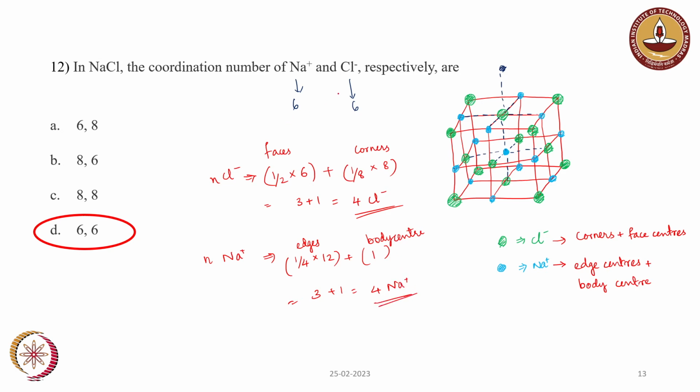So the coordination number of each ion is 6, and in one unit cell there will be 4 chloride ions and 4 sodium ions.